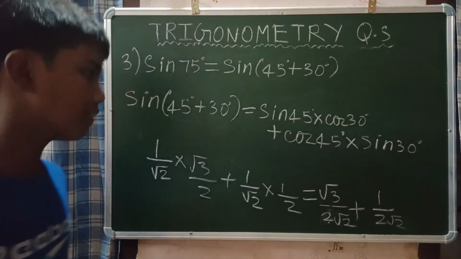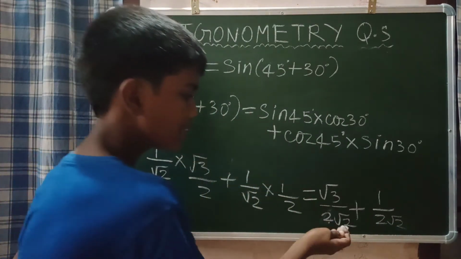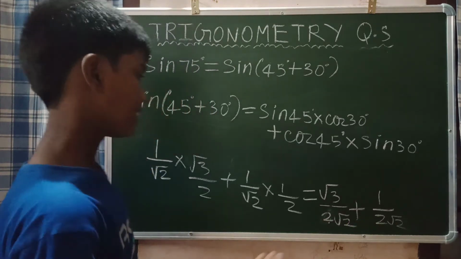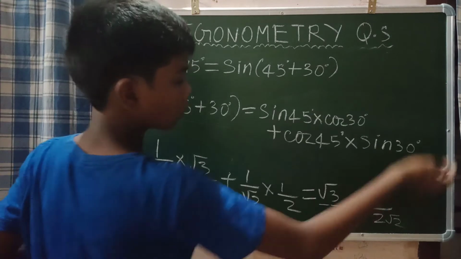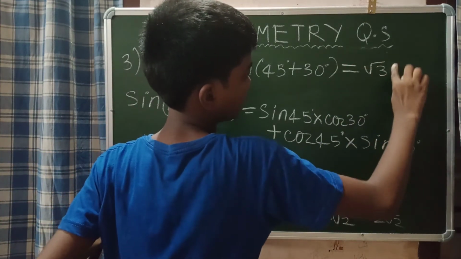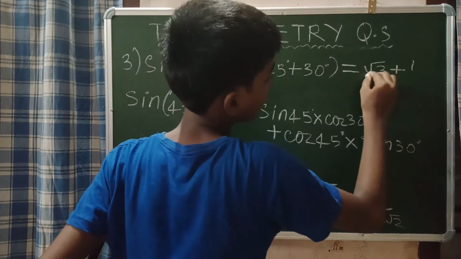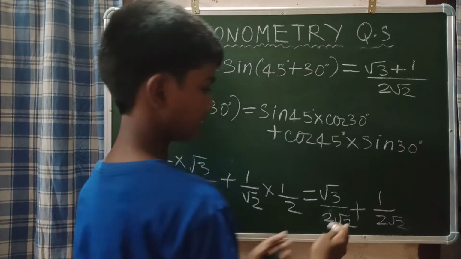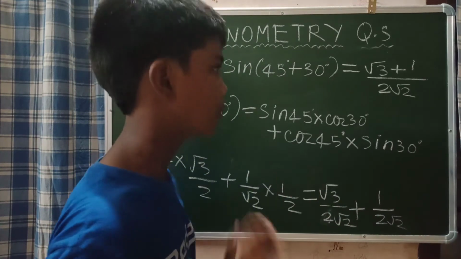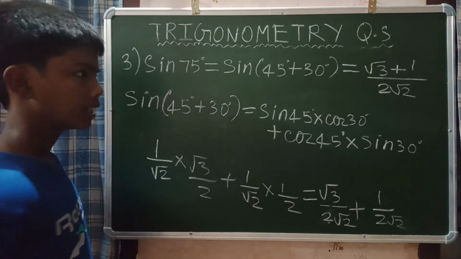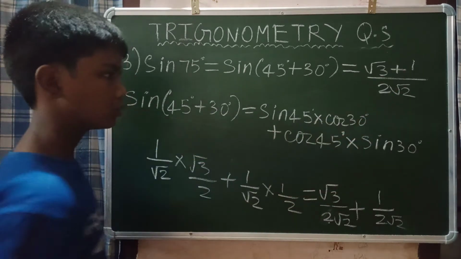Now we got the value of this. So the denominators are the same. That means the 2 root 2 and 2 root 2 are the same. So we can tell that root 3 plus 1 divided by 2 root 2, because we are taking the common denominator and adding the numerators. This is a simple fraction. Now the answer for this question is root 3 plus 1 by 2 root 2.